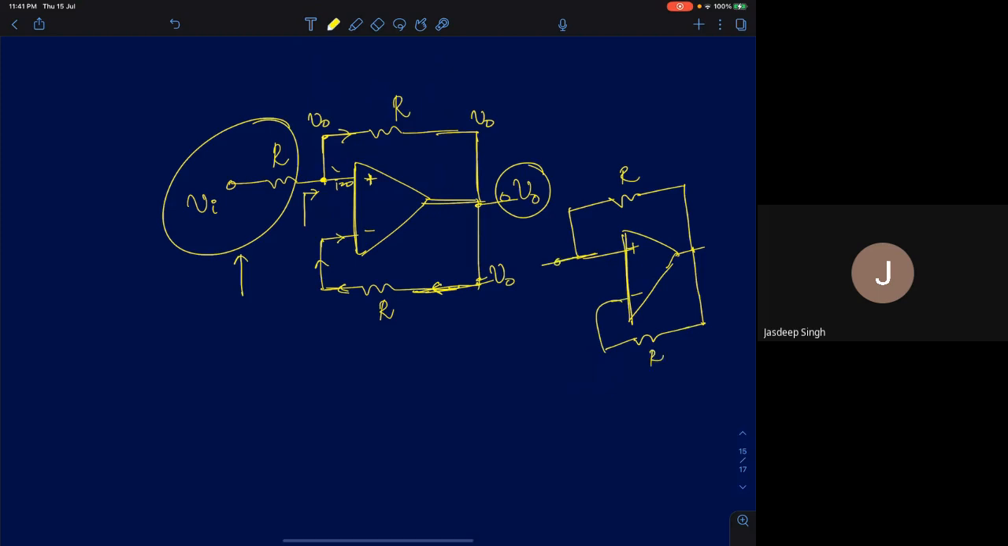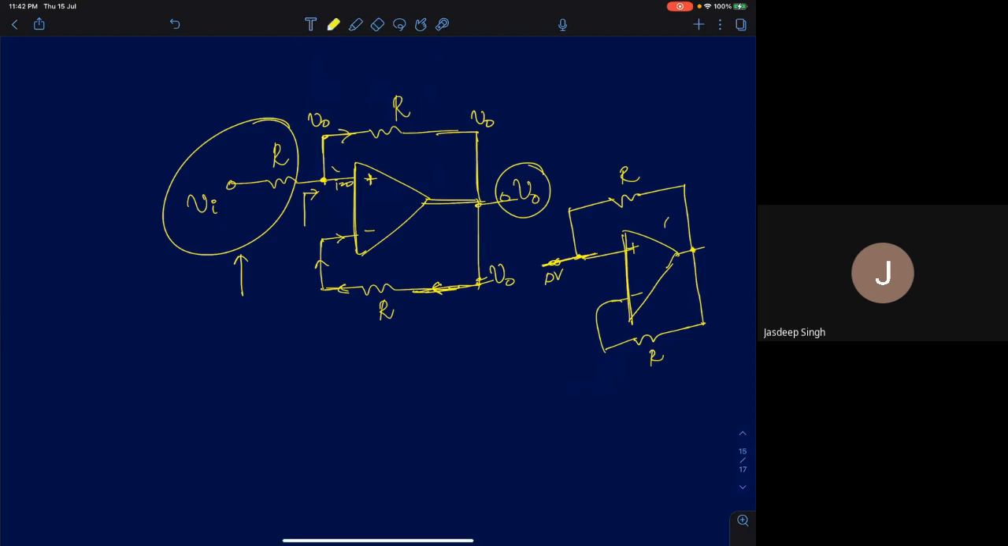So now to find the input impedance, I'm going to apply a voltage here and try to measure the current. Since I'm driving this node with a voltage, there is no positive feedback. Because it's an ideal voltage source, it will not let this node voltage change. So there is only negative feedback.